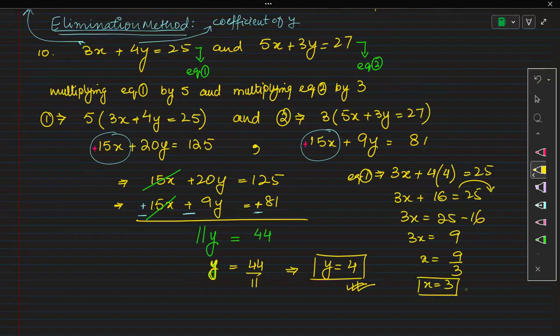So this is another method to solve the equations. Is this clear? Is this elimination method clear to everyone? Yes. Okay, all right. Now I'm going to do question number 18.